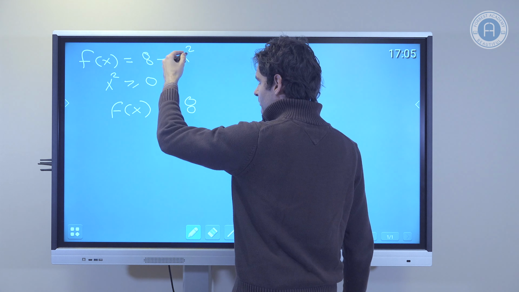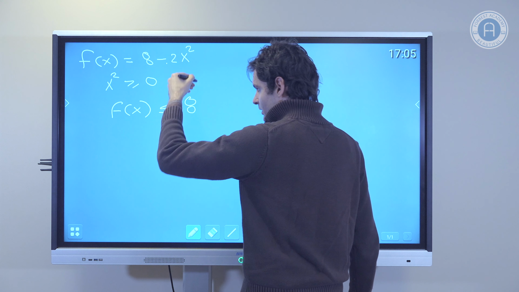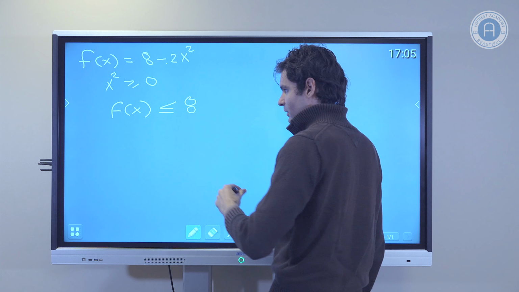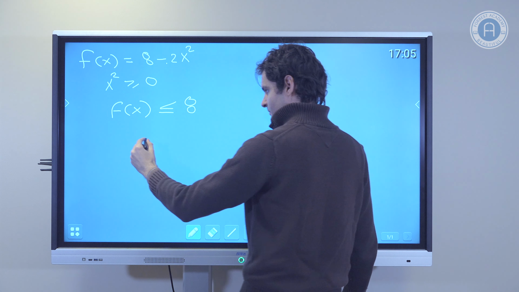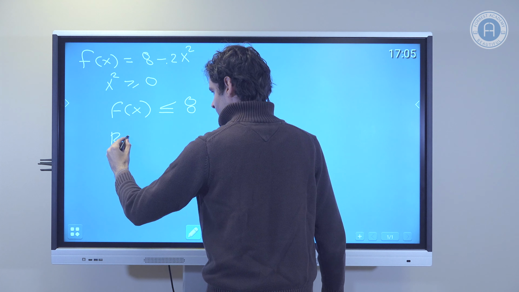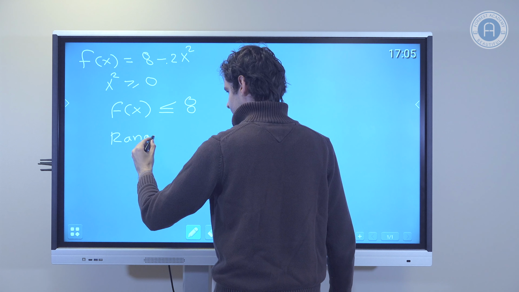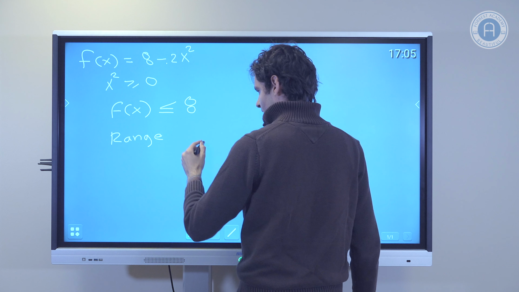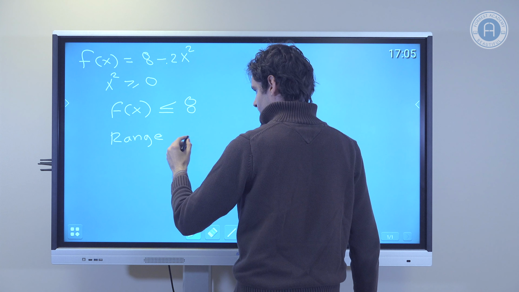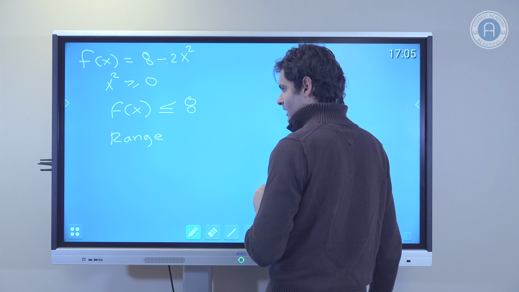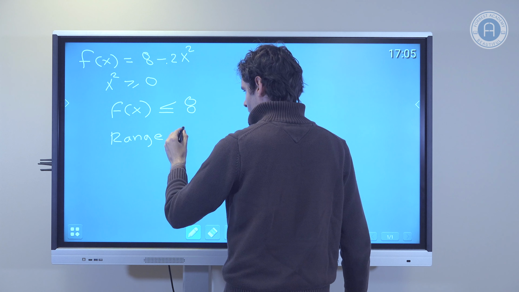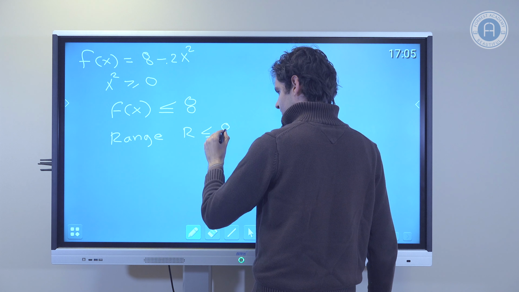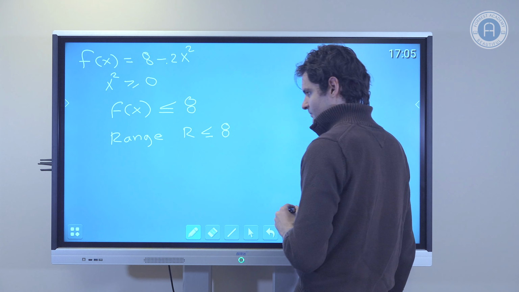Now this function has no minimum value. As x gets bigger and bigger and bigger, the function gets decreasing, decreasing, decreasing, right? Okay, so the range of the function, let's say the range is just any number that is less than, let's call it r. Right?